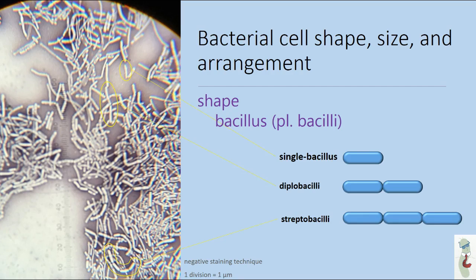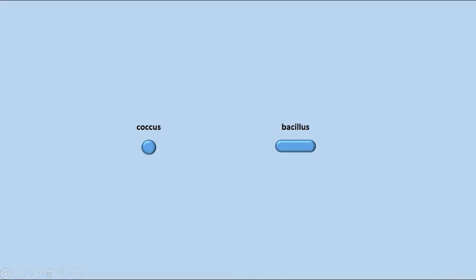Bacilli do vary in their length and width depending on the species. Some cells have a shape that's found somewhere in between that of a coccus and a bacillus and are hard to differentiate. They actually fall between what we call coccobacilli.